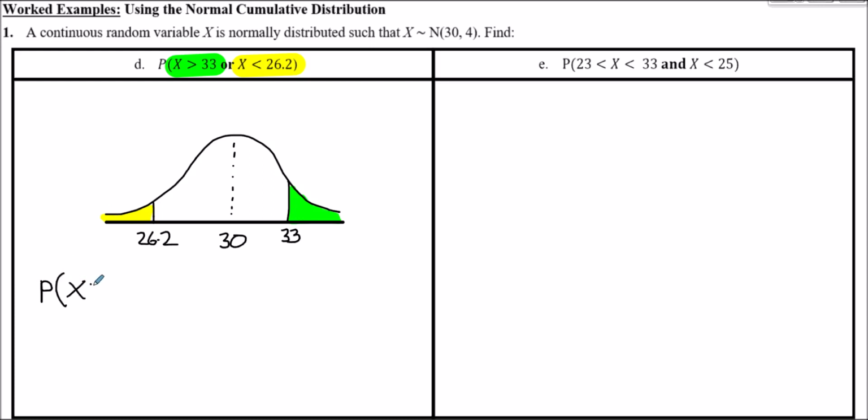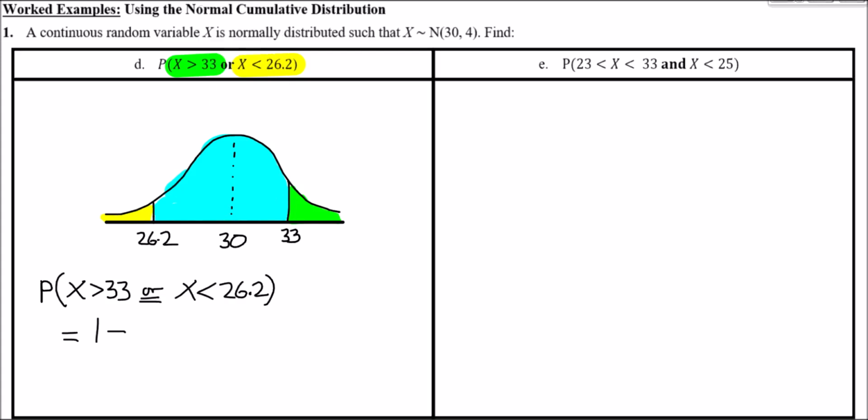So probability that it's more than 33 or less than 26.2, that's essentially all of this curve apart from this middle bit. So it's everything apart from this bit in the middle. So we could do a 1 minus scenario. And this might be easier than working out each tail separately.